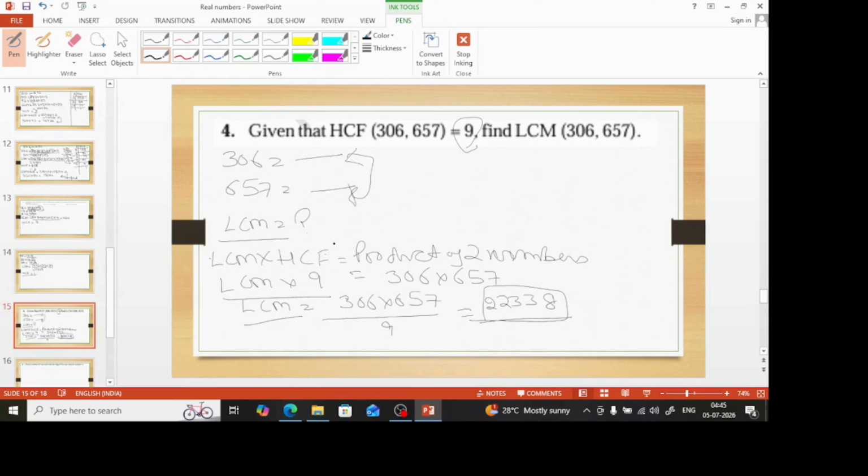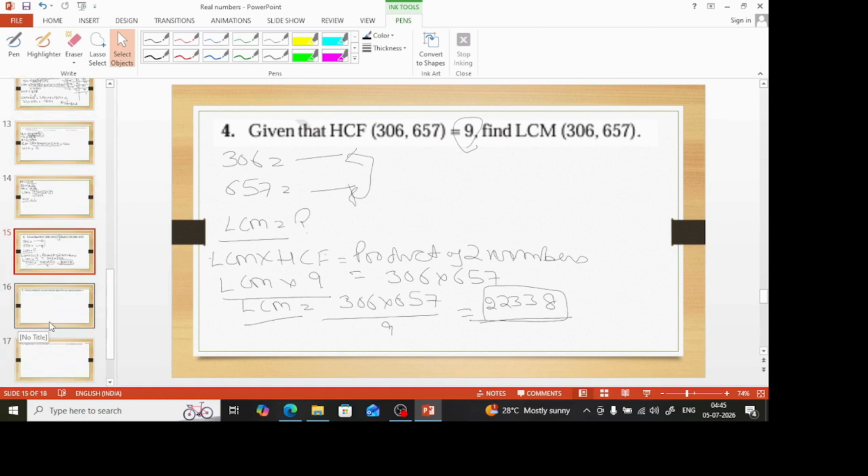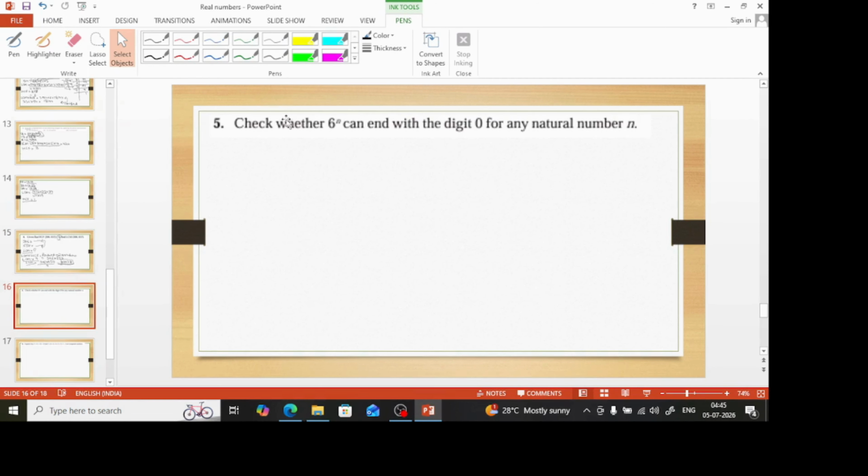Okay. Now let's go to question number 5. This is an interesting question, but I will tell you the simplest way to solve it. First of all, read the question. Check whether 6 raised to the power n can end with the digit 0 for any natural number n.